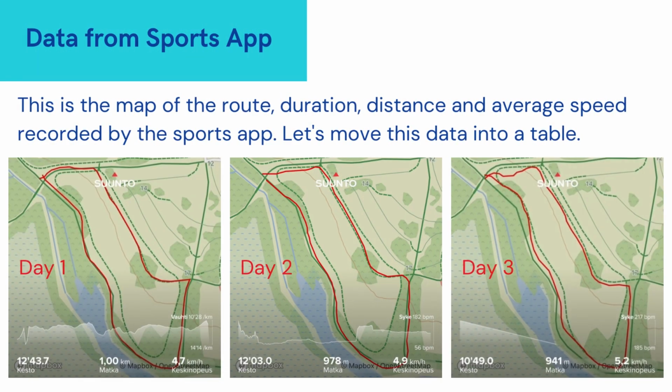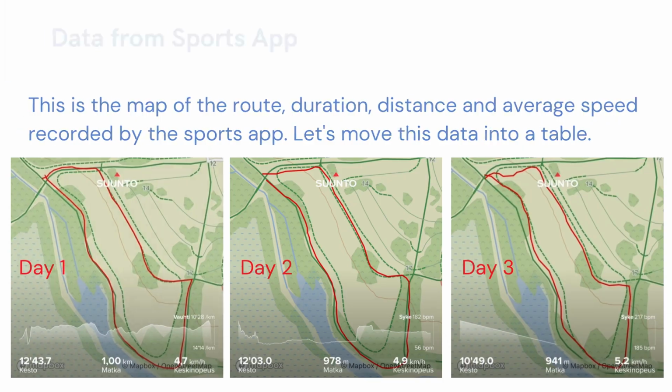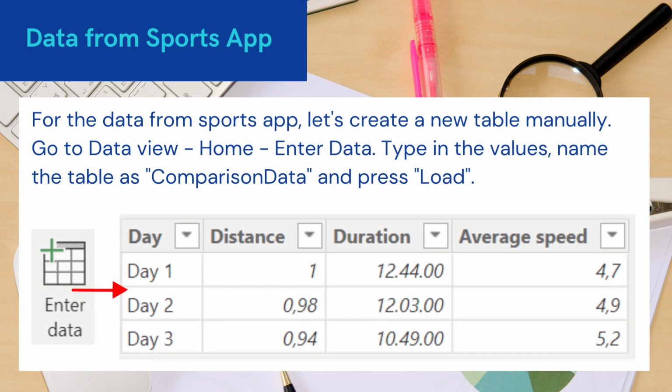This is the map of the route, duration, distance and average speed recorded by the sports app. Let's move this data into a table. For the data from sports app, let's create a new table manually. Go to Data View, Home, enter data. Type in the values, name the table as Comparison Data, and press Load.